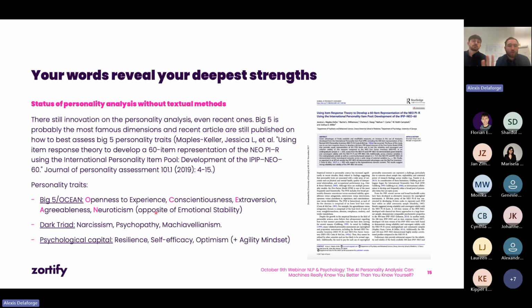Inside the Big Five or OCEAN theory, we have five personality traits: openness to experience, conscientiousness, extraversion, and agreeableness. Those are quite easy to understand. And then we have neuroticism, which is actually the opposite of emotional stability. Then we have the dark triad, in which we have narcissism, psychopathy, and Machiavellianism. These terms are kind of harsh and strong, but it's subclinical. It doesn't mean that because you have a high score on psychopathy you are a psychopath. It means that sometimes you think less before doing things than you should.